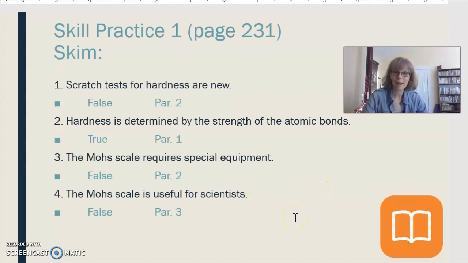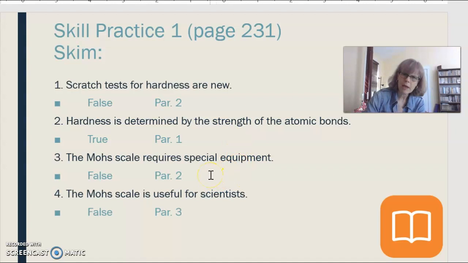So here are my answers. You can see I found the first one in paragraph 2, talking about scratch tests for hardness. In paragraph 2, they make the point that they go back as far as ancient Greece. And that's a long time. That's back in BC history. Number 2, hardness is determined by the strength of its atomic bonds. Yeah, they told me that in paragraph 1. That's true.